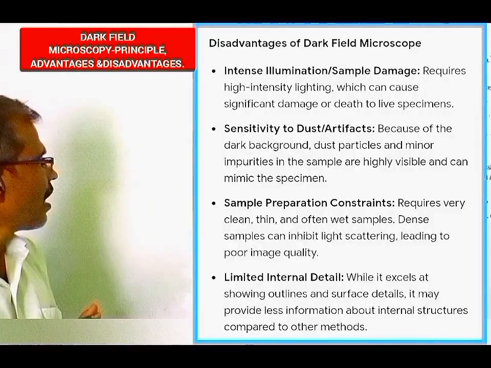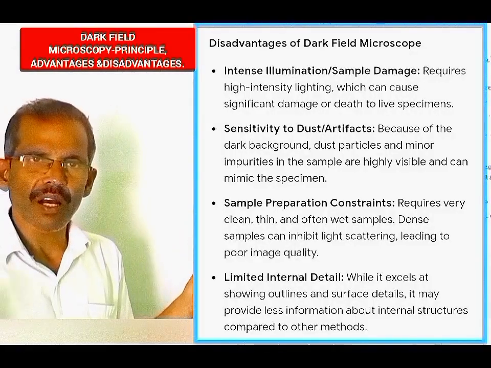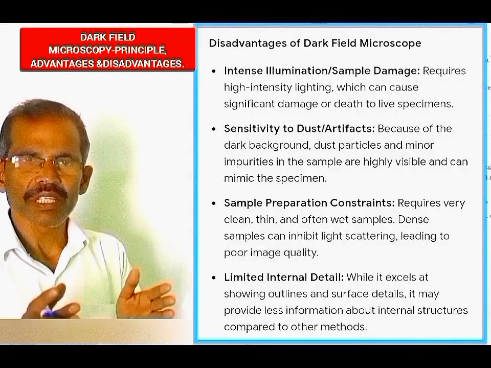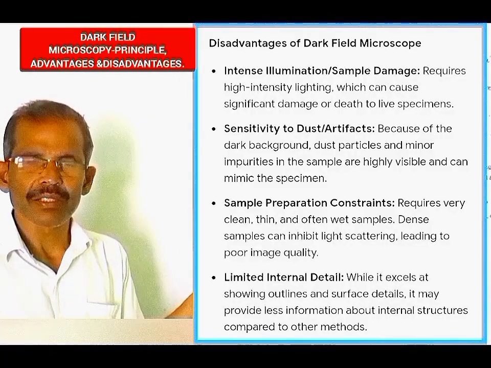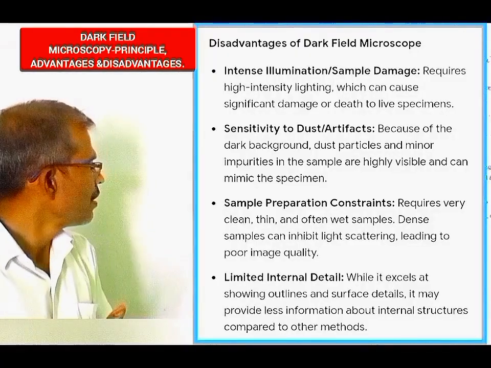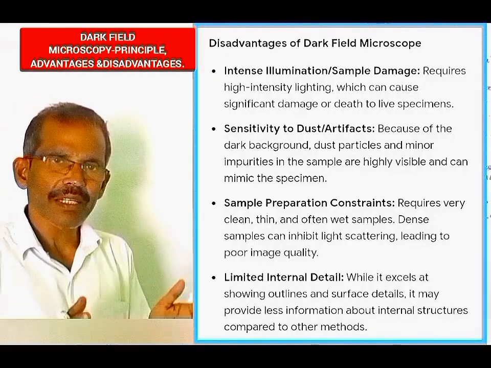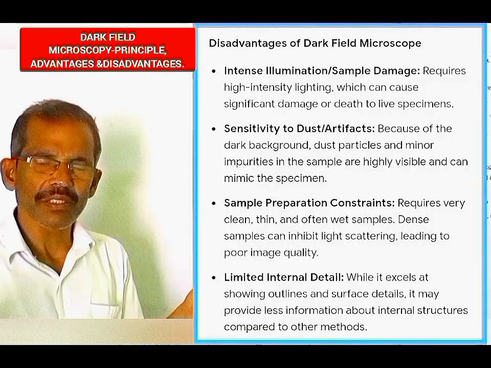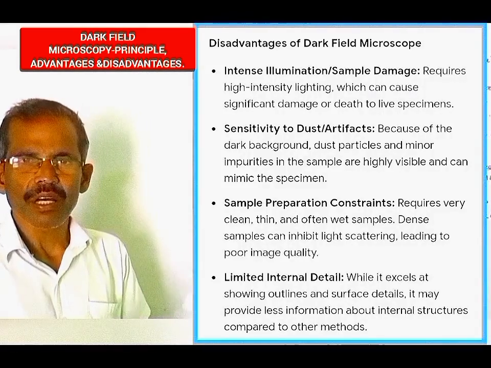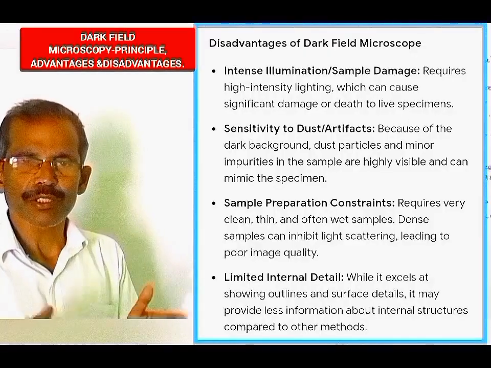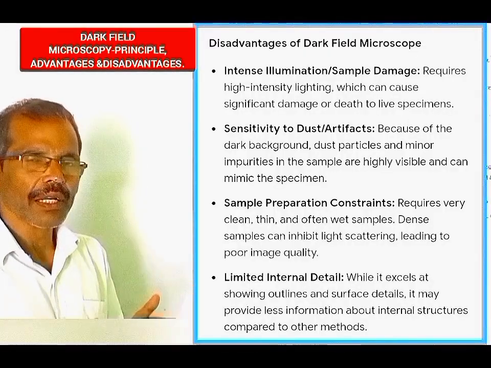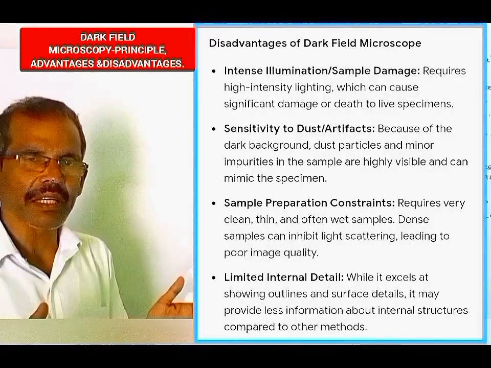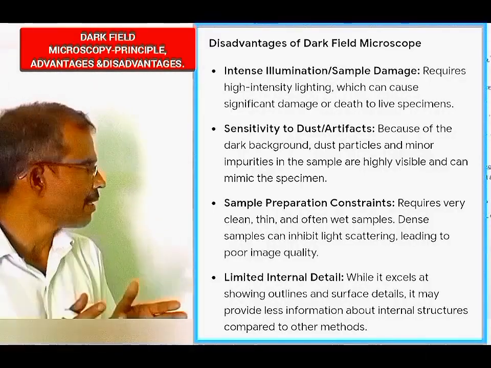Disadvantages: Number 1, dark field microscopy requires high intensity lighting that can cause significant damage or death to the live specimen. Number 2, this technique is sensitive to dust particles and other impurities in the sample, which are highly visible and can mimic the specimen. Number 3, dark field microscopy requires a very clear, thin and wet specimen.